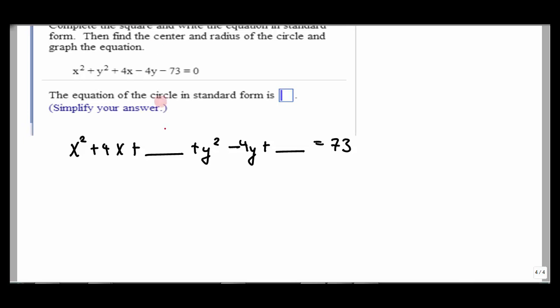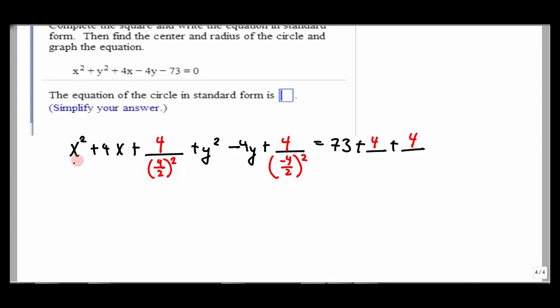So what I do to find this value is I take half of 4, and then I square that. Well, what's half of 4? 2. 2 squared is 4. Then over here, to find this blank, I take half of negative 4, this linear term, and I square it. Half of negative 4 is negative 2. Negative 2 squared is 4. Now, because I have these two blanks on the left, I also have to have them on the right. So I added 4 to both sides.